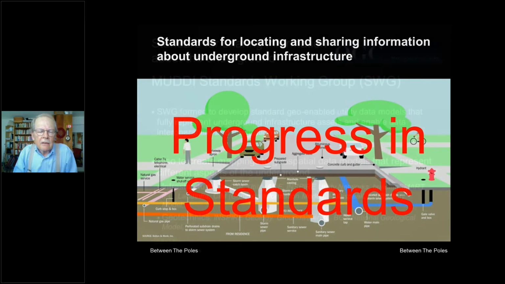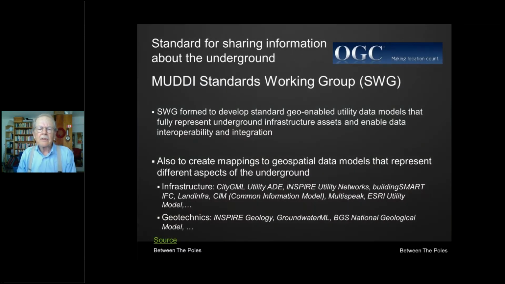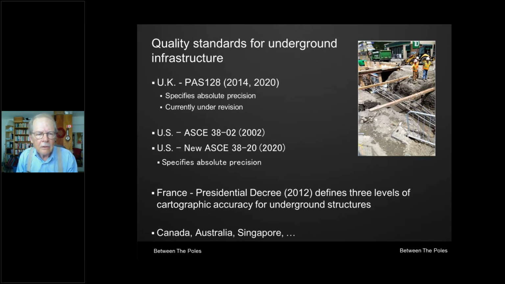So there are also standards for sharing information about underground assets and also for quality. This is an effort by the OGC, Open Geospatial Consortium, to share information about underground assets. And you can see it's based on and designed to interoperate with other standards that already exist. There are also quality standards, and probably in the UK, the best known is PAS 128. It came out first in 2014, and it's currently under revision. I think it was made available for public comment in April, but that should be available very, very soon. There are also other standards in the US, France, Canada, Australia, and so on.